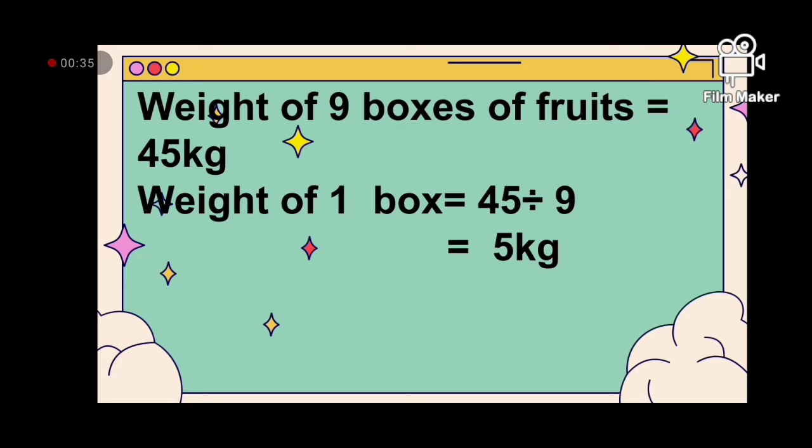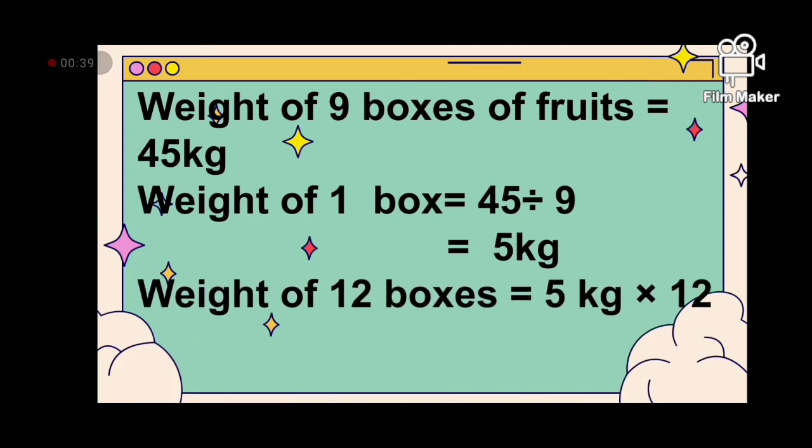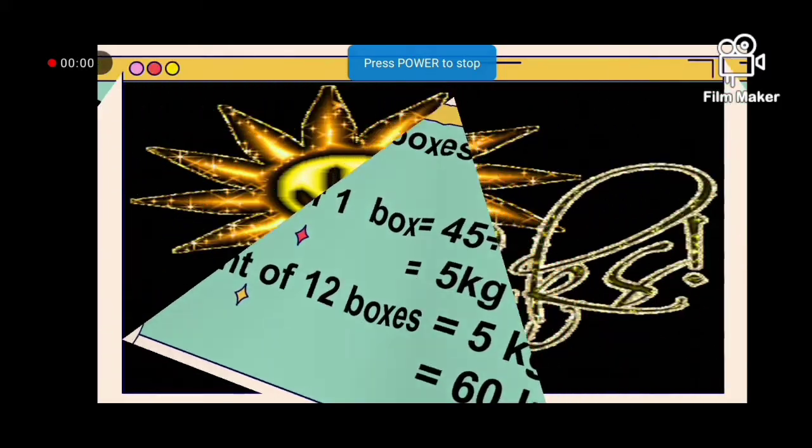Now we can find the weight of 12 such boxes by multiplying the weight of 1 box. So 5 kg multiplied by 12 is equal to 60 kg. The weight of 12 such boxes of fruit is equal to 60 kg.